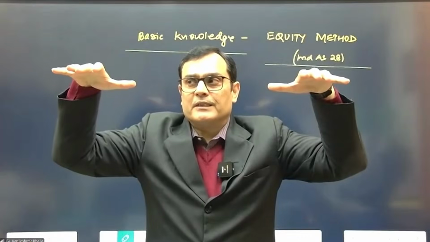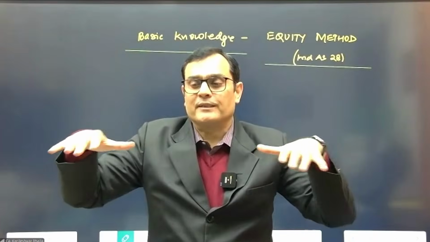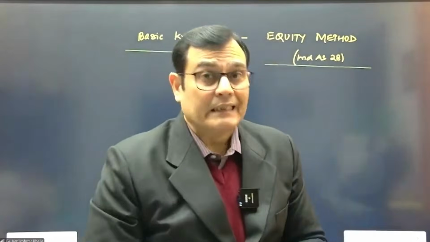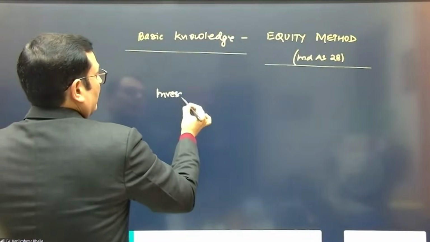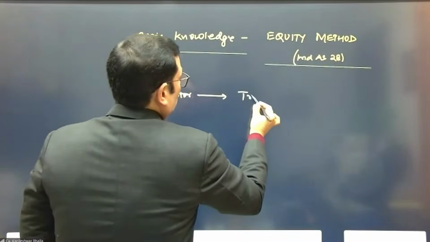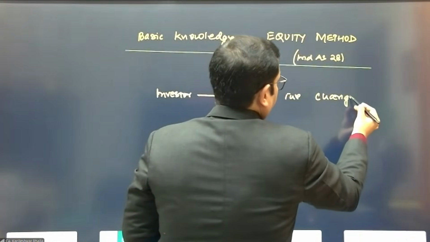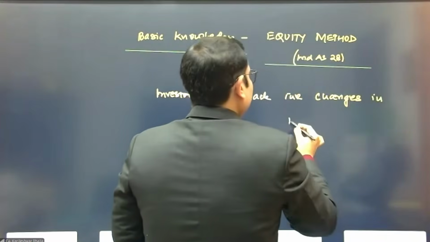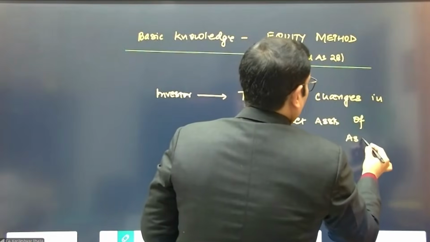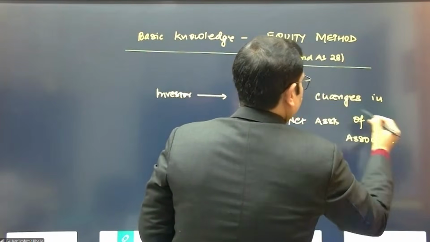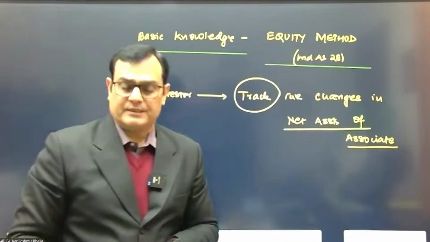If the net assets of the associate go down, I will bring down the investment to reflect the share in the net assets. So basically, the standard Ind AS 28 requires the investor to track the changes in the net assets of the associate company. So I will simply track the changes in the net assets of the associate.